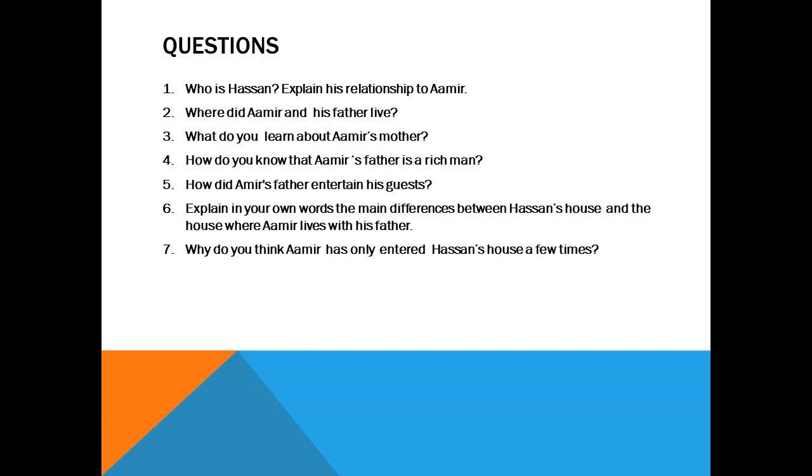And now the last question. Why do you think Amir has only entered Hassan's house few times? Now this is an implicit question. You have to infer this thing because it hasn't been told in the passage that you will be hearing. You have to infer why he went into Hassan's house so few times, though they used to play together for such a long time, so why didn't he visit his house more times? So these are the questions, dear Sebastians.